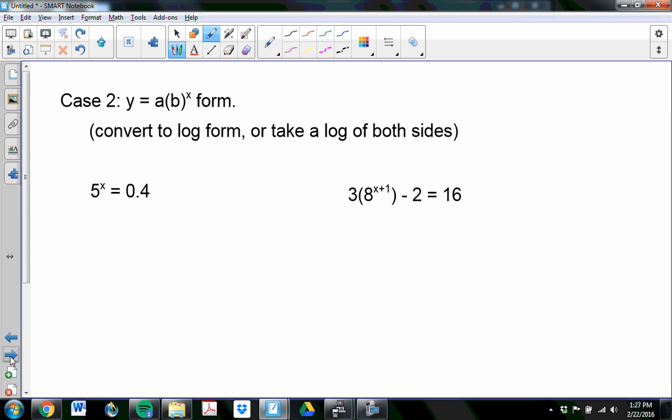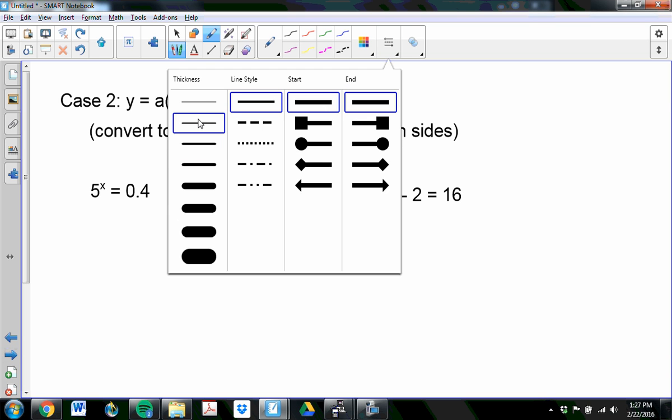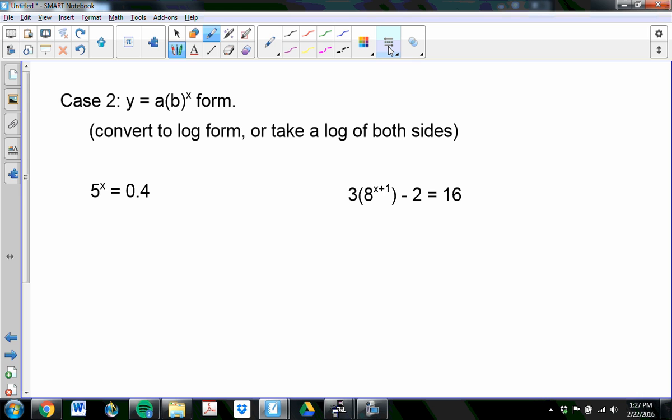What's better is to use logs. Problems like this are ones we've been working our way towards solving for quite a while. One way to solve a problem like this is to convert to log form. Right now it's in exponential form, so if I convert, it would be log base 5 of 0.4 equals x. And from here I can do the change of base formula.